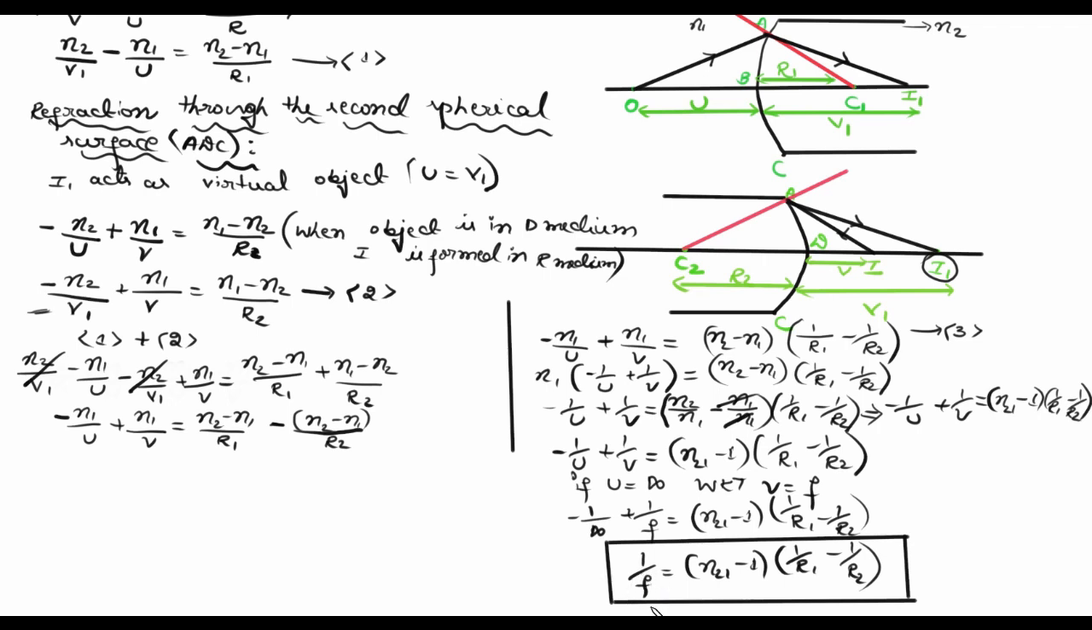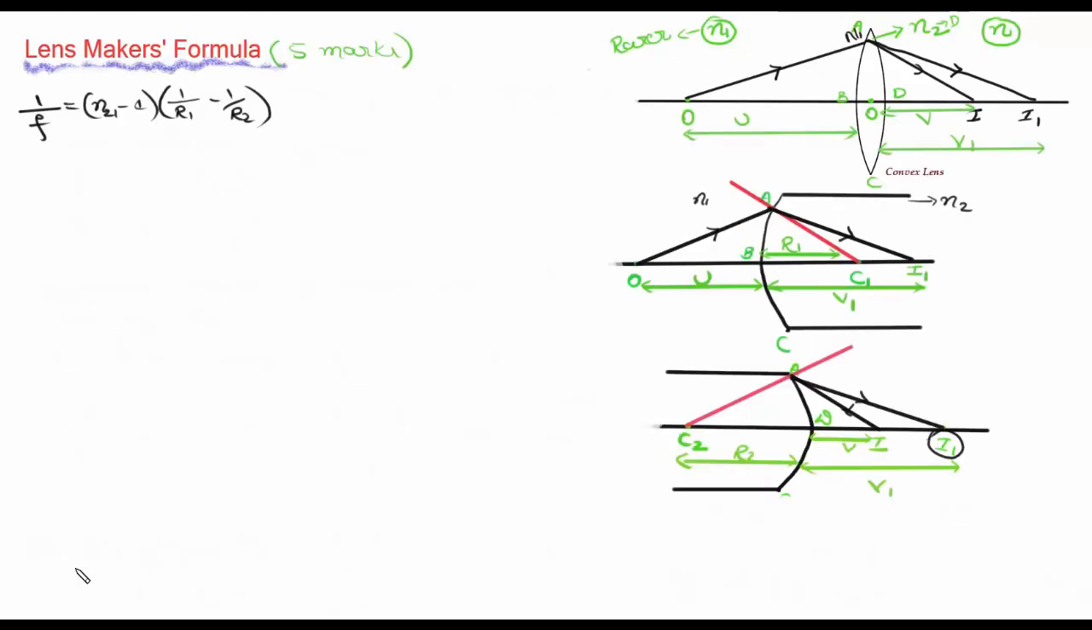Suppose you want a lens of a particular focal length. By using this equation, with the values of the refractive indices, one can decide what should be the values of r1 and r2. As I said earlier, this question will be asked for 5 marks: obtain the lens maker's formula. So this is the lens maker's formula which we have got by considering refraction through two spherical surfaces separately.